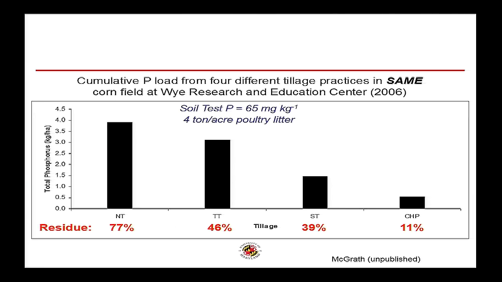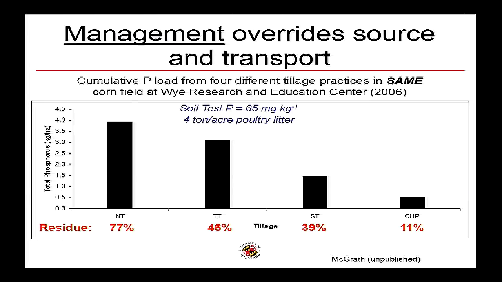Anyone who's been to the Y knows it's flat. You're not having an issue with erosion. It's that soluble P, it's that runoff loss. So by incorporating the source, that poultry litter, in with the soil, you decrease the amount of soluble dissolved P available for loss in runoff. So in this situation, management actually overrides both the source and the transport because they were the same on this field. The only difference was that management.